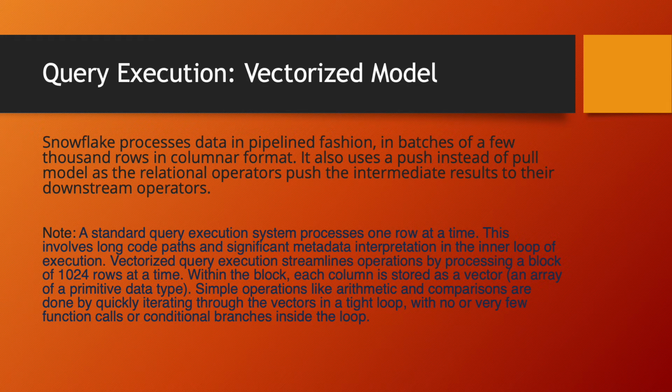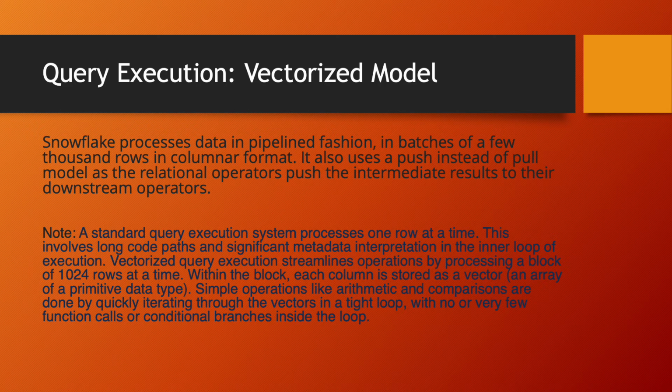In terms of query execution, it uses a vectorized model. Snowflake processes data in a pipeline fashion, in batches of a few thousand rows in columnar format. It also uses a push instead of a pull model, as the relational operators push the intermediate results to the downstream operators. Note, a standard query execution system processes one row at a time. This involves long code paths and significant metadata interpretation in the inner loop of the execution.